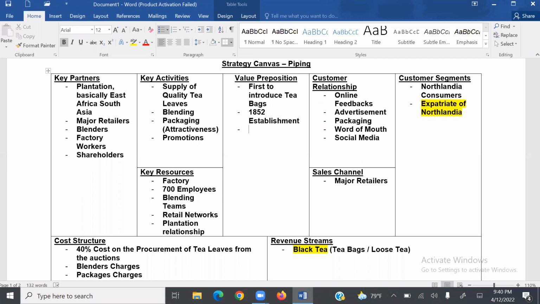And another value proposition is strong black tea, because they have that strong black tea, if I'm not mistaken. And the other value proposition that we can generally consider here at the moment is a good trading history. You get what I'm saying, Monica? Yes, sir. All these are the value proposition.